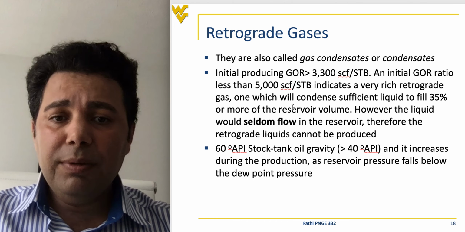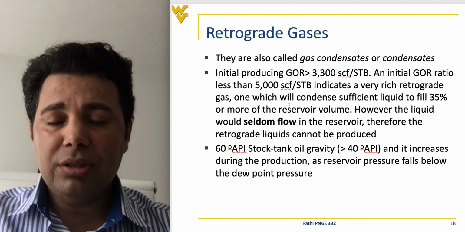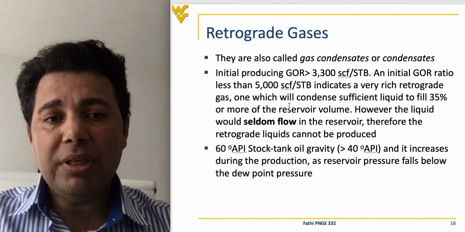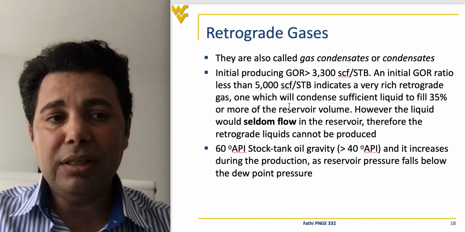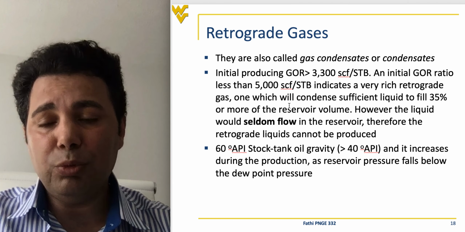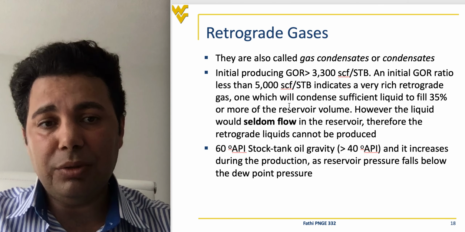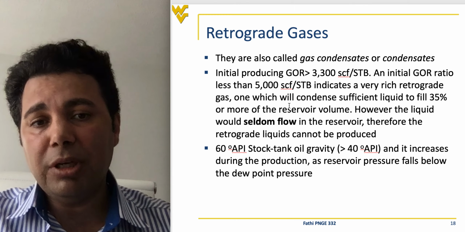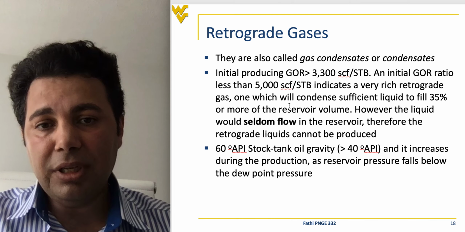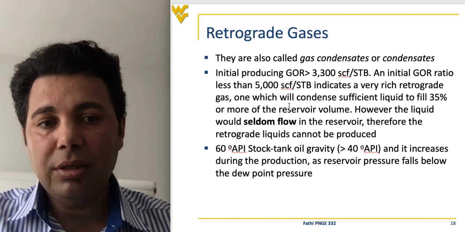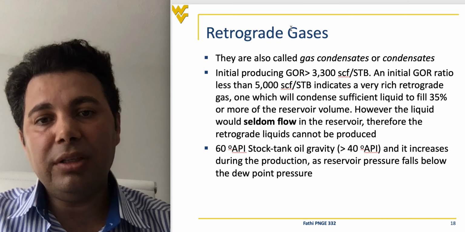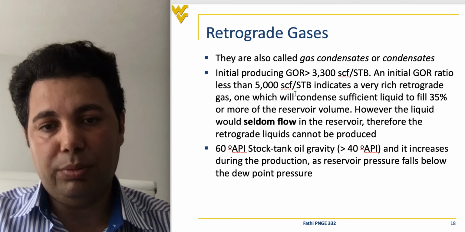As I said, if we produce at a pressure less than the dew point pressure, then we start losing liquid. Generally, until the liquid reaches about 35% saturation, it doesn't move, and that generates some damage. So you're losing some liquid in the reservoir, and those liquids will not move. You're losing it first, and then you're also blocking the gas flow paths. So it is very critical to identify the retrograde gas reservoir and know how to operate it.